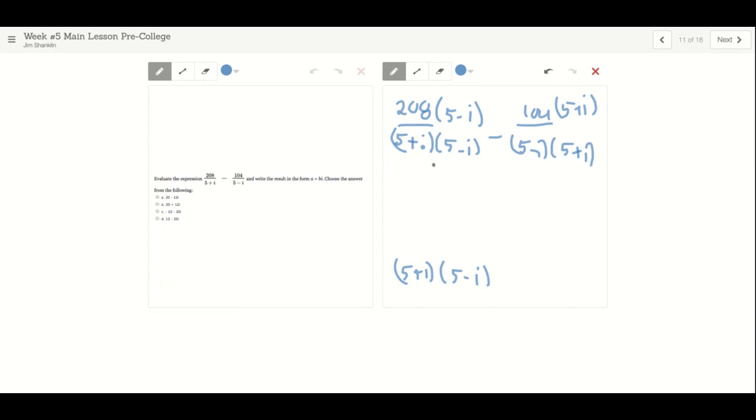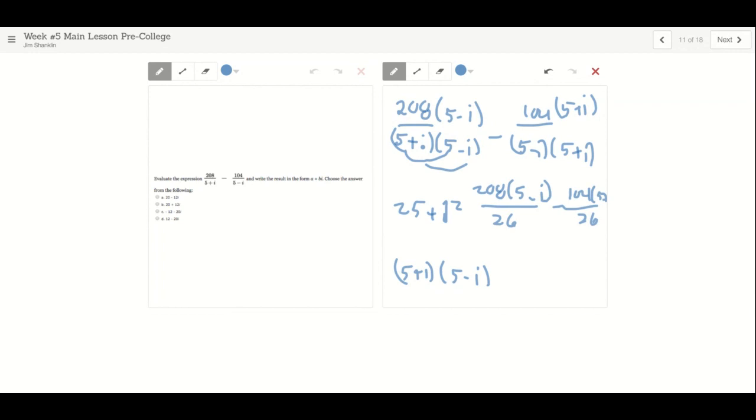I'm going to multiply the 5 plus i times the 5 minus i on the bottom. I just want to get rid of that. So if I FOIL this out, I should end up with 25 minus i squared, which is plus 1, right? So this is 26 on the bottom. So I have 208 times 5 minus i, over 26, minus, and then I have 104 times 5 plus i, over 26. Now, do these simplify out? 208 and 26, does that simplify down? Because I'm going to assume it does, but I'm not 100% sure.